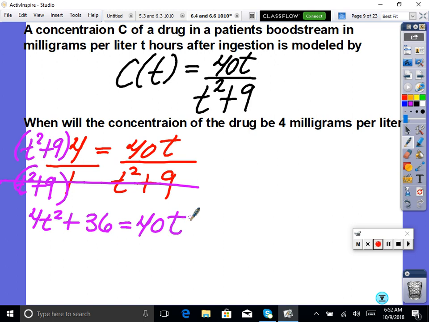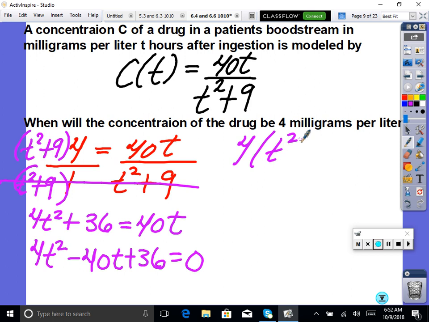How do we solve quadratics? Get it set equal to 0. So we have 4t squared minus 40t plus 36 equals 0. It's still going to be quick factoring, because can't I pull out a 4? So this is really not that hard of a problem. Just because there's words in it doesn't make it hard. So we pull out a 4, then left is t squared minus 10t, then plus 36 divided by 4, isn't that 9? We just did that, 9.